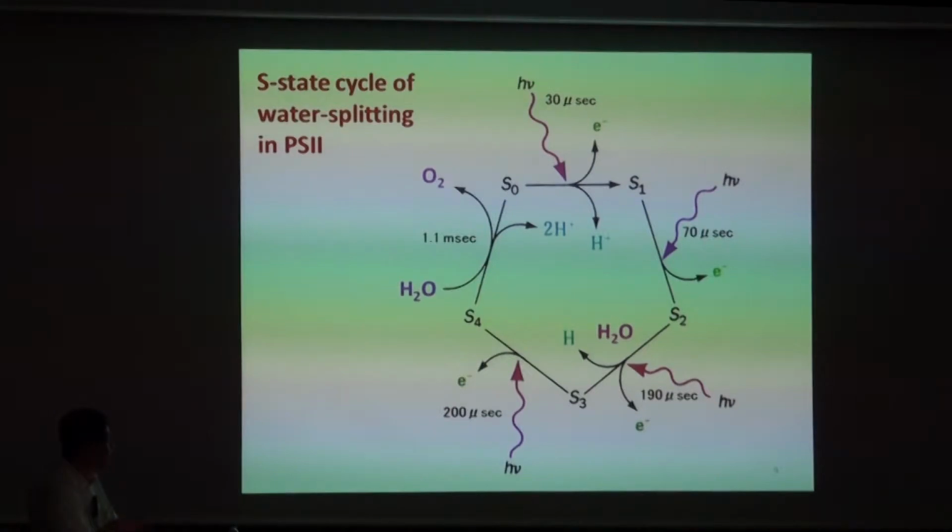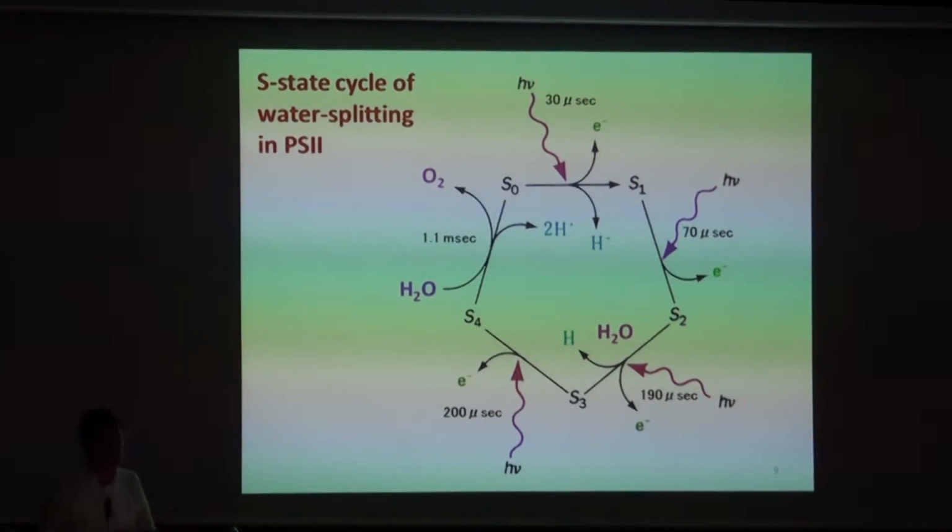intermediate states. Starting from S0, when 1 photon comes in, 1 electron and 1 proton are removed, and the catalyst then goes to S1, then to S2, S3, and S4, and in the final step, it returns back to S0 with the evolution of 1 molecule of oxygen. So this reaction is a cycle, which we call a state cycle.